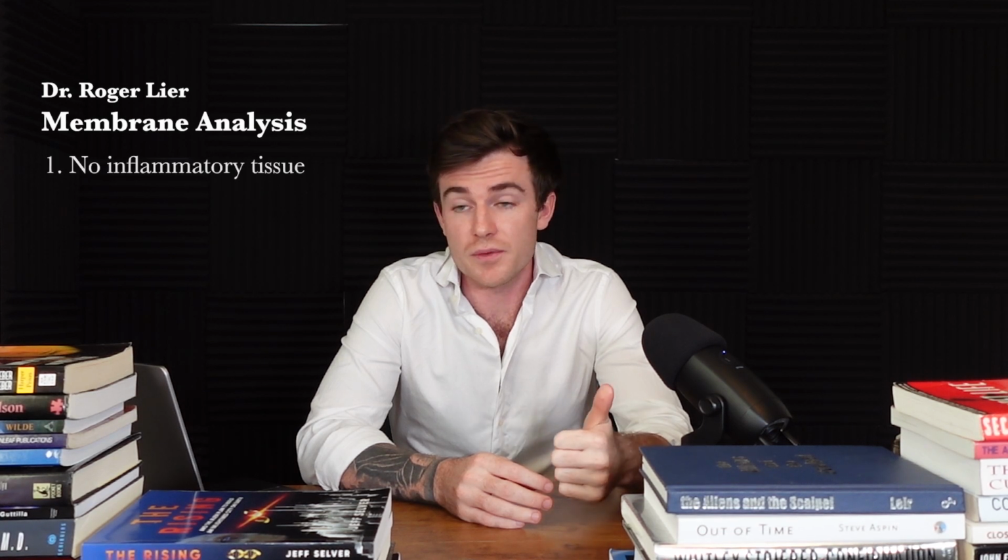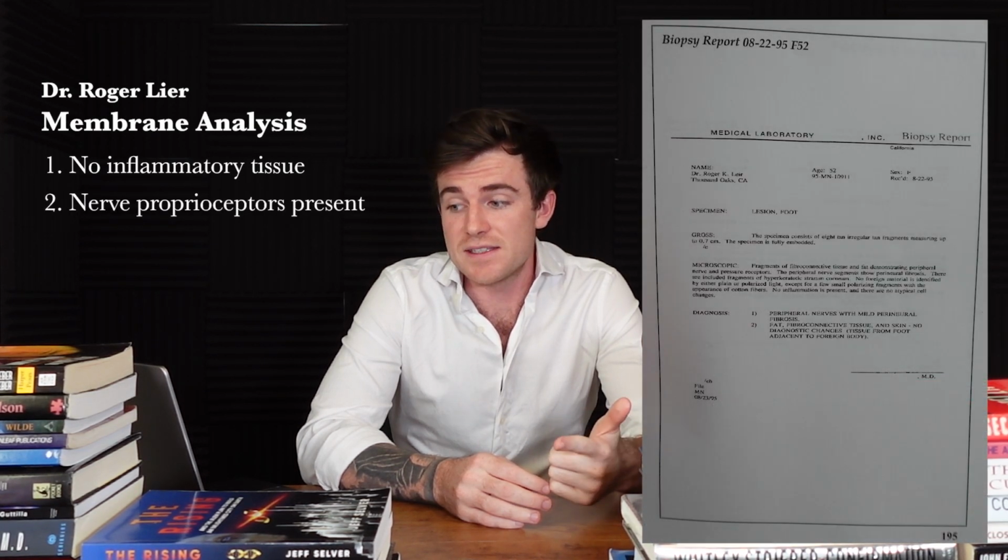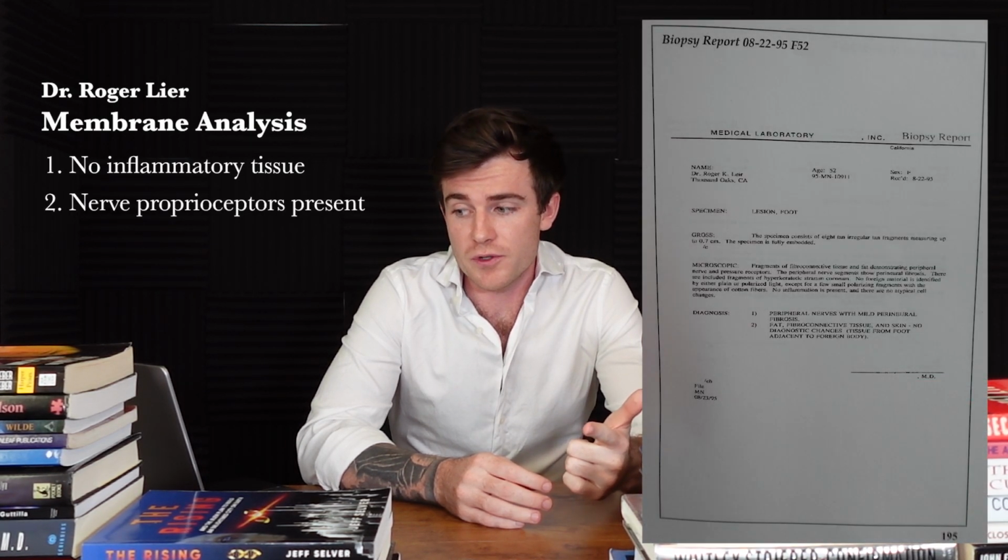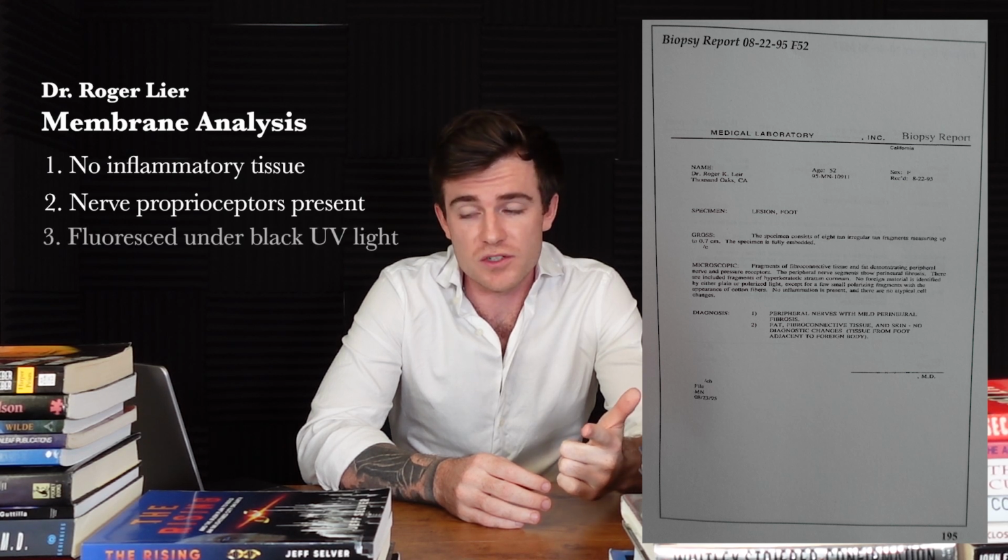Let's start with the membranes surrounding Paul and Patricia's implants. After the surgeries, 2 different pathologists reviewed membrane samples and sent Dr. Roger Leir the results. Dr. Roger Leir recalls being shocked by the results because of 3 key features that were found in the membrane analysis. First, there was no inflammatory tissue. Second, nerve proprioceptors were found deep within the tissue of each sample.